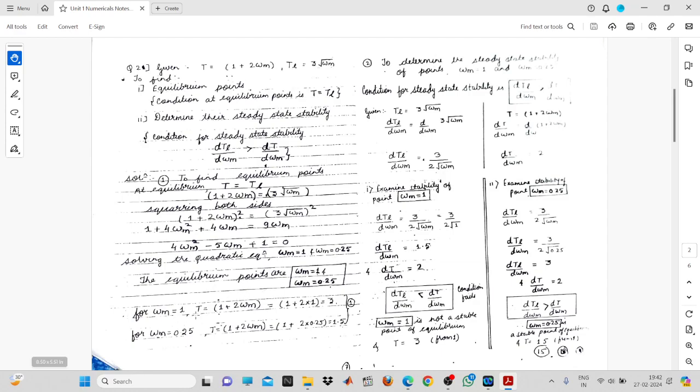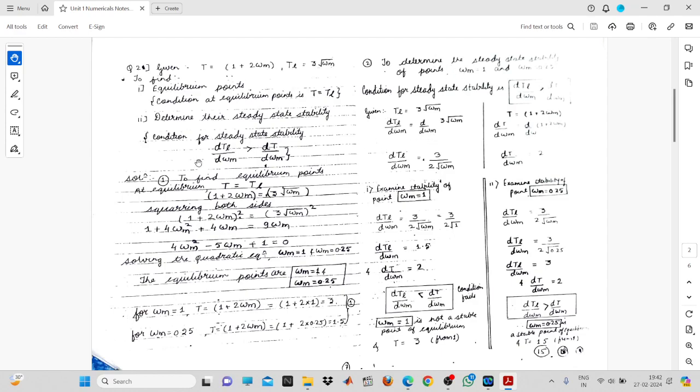So for each omega m, you can calculate the T value. So you will have two torques, but you will have to find whether each is stable or not, whether this speed omega m equal to 1 radian per second is stable or not. And again, you will have to check for the other, meaning which speed is stable. I think we have also done this in our classes.